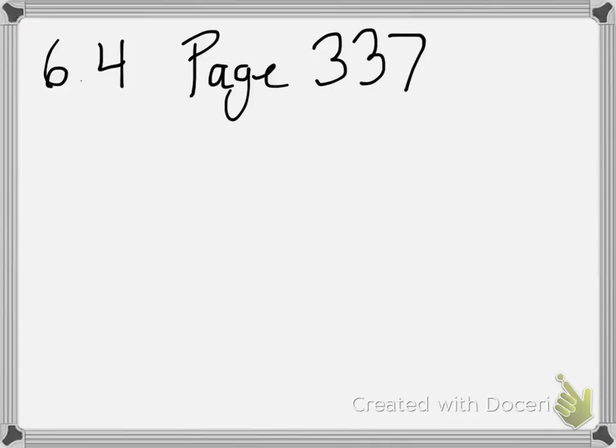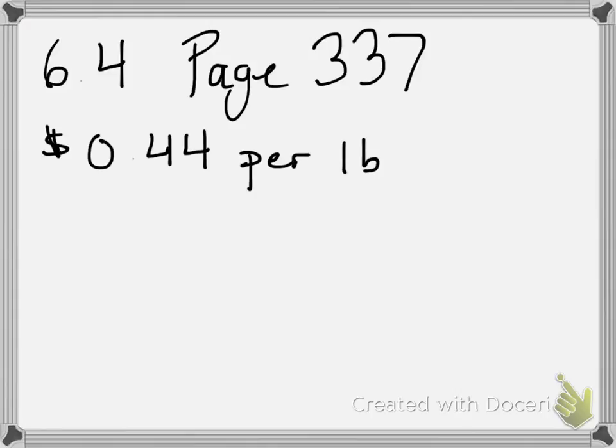So on page 337, let's take a look at number 2. It says bananas sell for 44 cents per pound. And we want to know how much 7 pounds of bananas will cost.